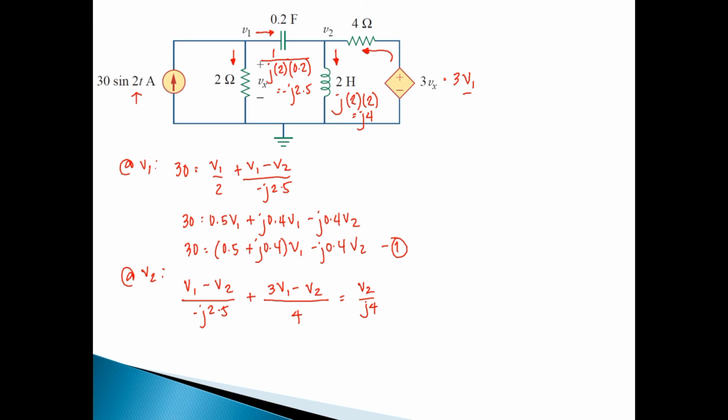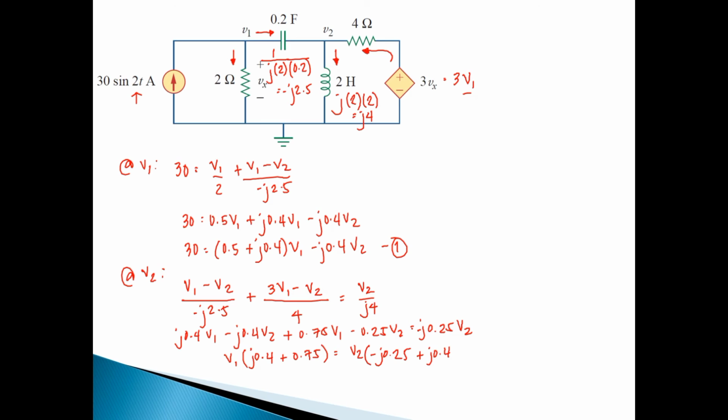So let's simplify. This would be j0.4 V1 minus j0.4 V2 plus 0.75 V1 minus 0.25 V2 equal to negative j0.25, and this is V2. So on the left side, let's have the V1 times (j0.4 plus 0.75), and then on the right side we have the V2, which is multiplied by (negative j0.25 plus j0.4 plus 0.25).